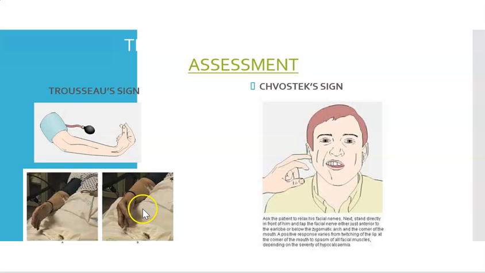This one with the Trousseau sign, that is when you're putting a blood pressure cuff on them. You're inflating it to cut off the circulation, and the hand kind of, I don't know if you can see my hand, but it kind of does that. And you are more than welcome to look up videos on those particular ones. So you got to think about that as far as hypocalcemia is concerned.